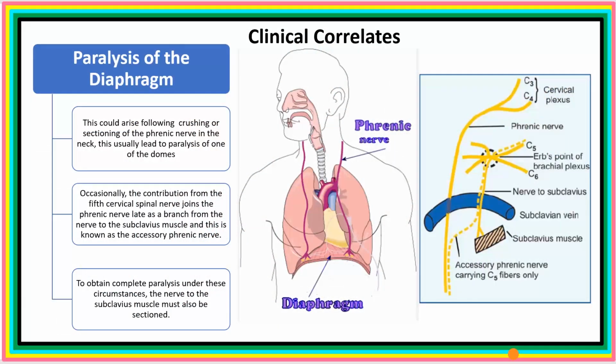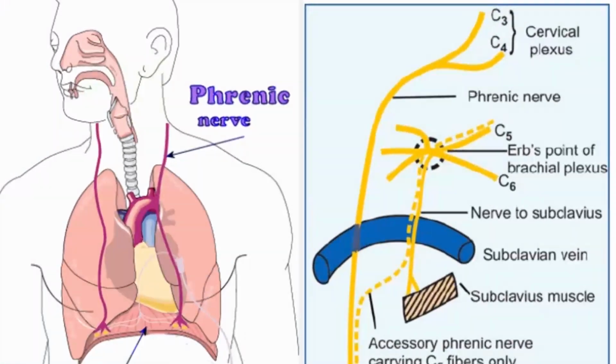The next thing we'll consider is paralysis of the diaphragm. This condition will arise as a result of crushing or sectioning of the phrenic nerve in the neck. Now here we're seeing the left phrenic nerve and we're seeing the right phrenic nerve. When the left or right phrenic nerve is sectioned at the level of the neck, it usually leads to paralysis of one side of the diaphragm.